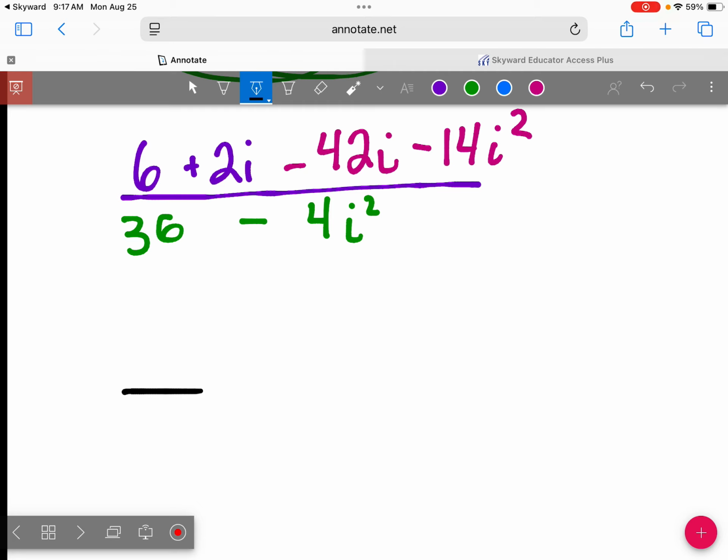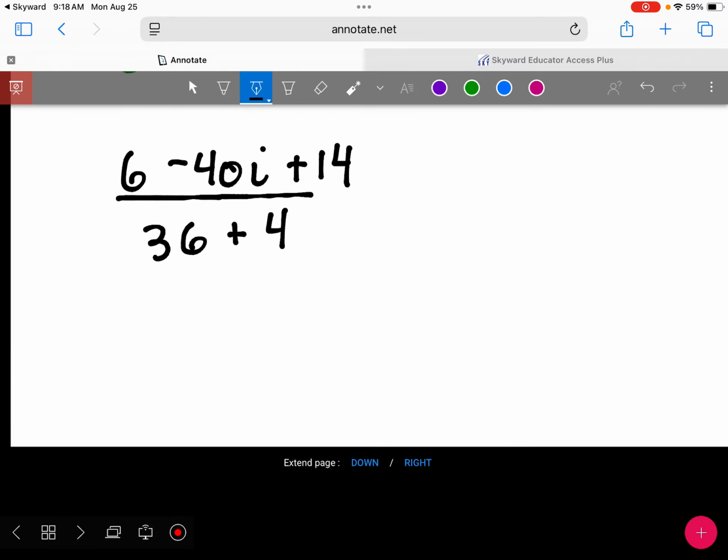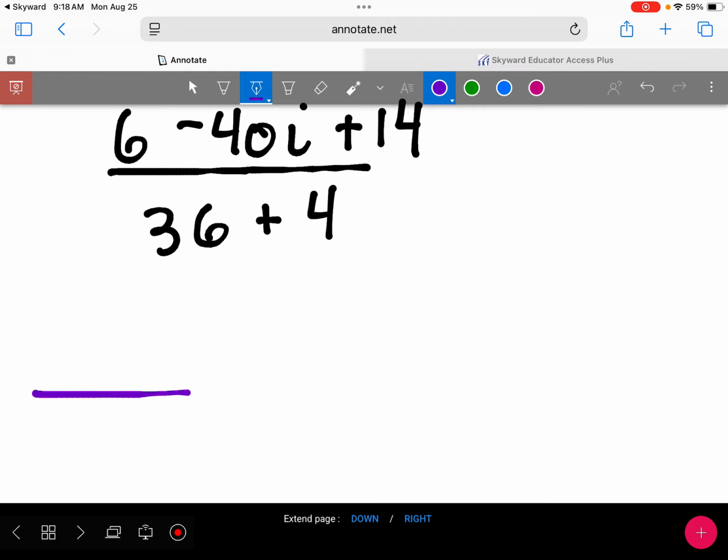So when we simplify this, we're going to have our 6 minus 40i plus 14, because this guy's negative 1, this becomes a plus 14. And our denominator is going to be our 36 plus 4. So what is this fully simplified down? Or what do we get next? 20 minus 40i over 40. So if we combine our like terms, we get this.